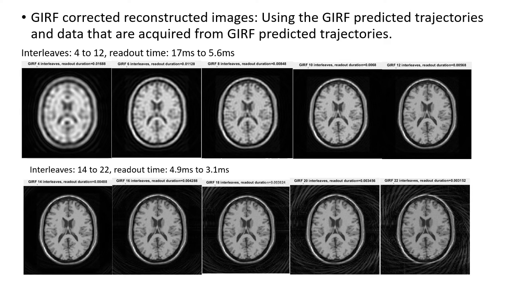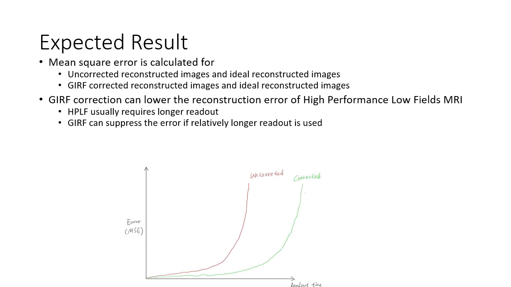This is the GIRF-corrected reconstructed images, which uses the distorted trajectories and data that are acquired from distorted trajectories. This figure shows my expectation for this project. The errors are calculated using the mean square error between the uncorrected images or GIRF-corrected images and ideal images. I expected the error will increase along with the increasing of readout time in both cases, but the GIRF-corrected one can maintain relatively good performance in longer readout.